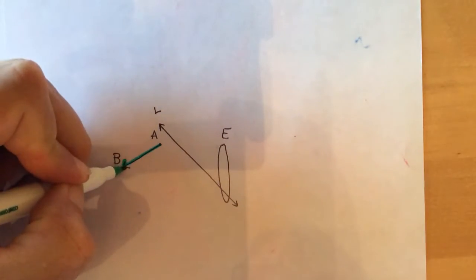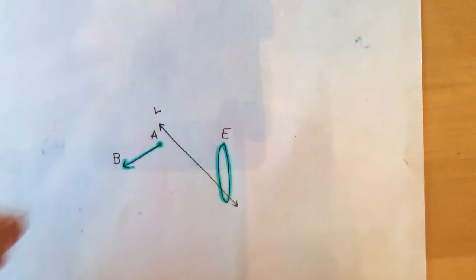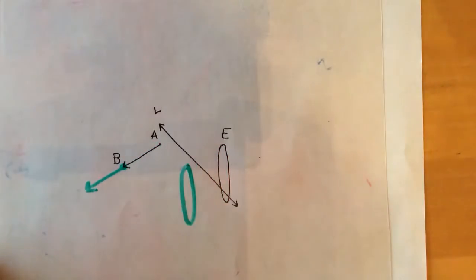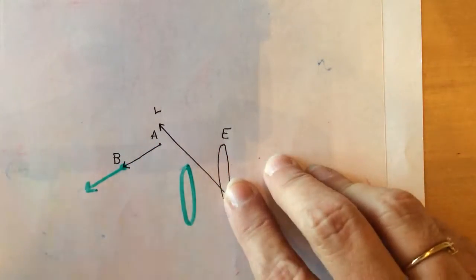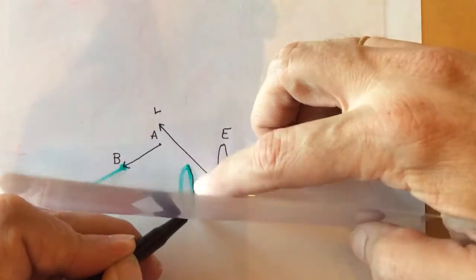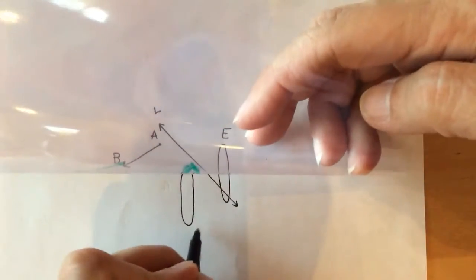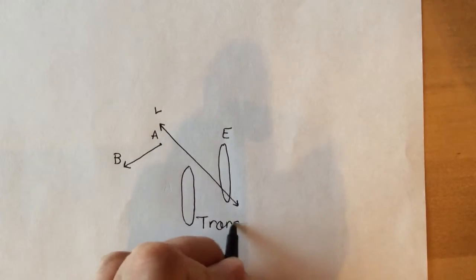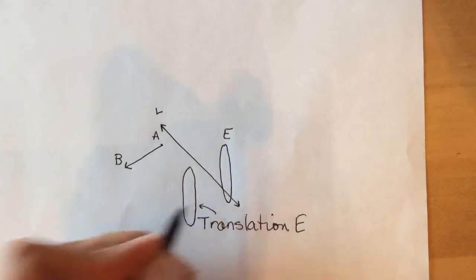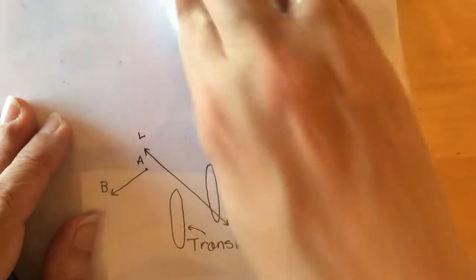So we're going to translate along vector AB, and we're going to translate this image. So it comes down like so. Let me trace it. So this will be our translation of E. So there's translation E right here. And so I did the same translation, but in a different order.